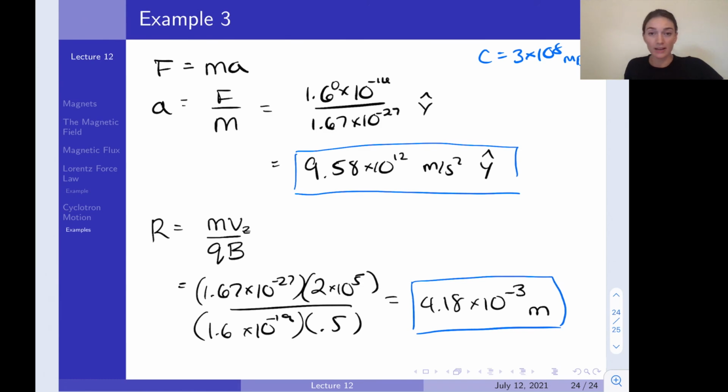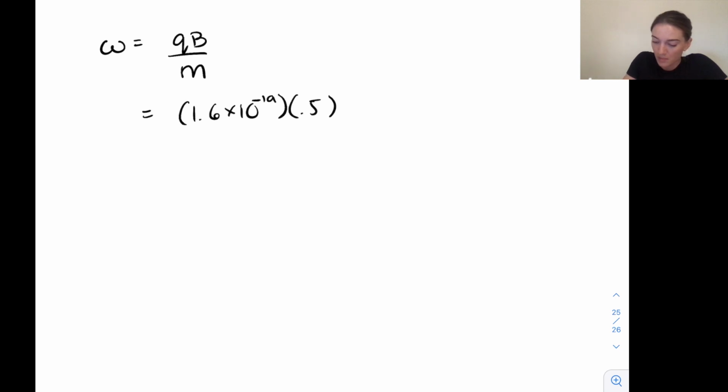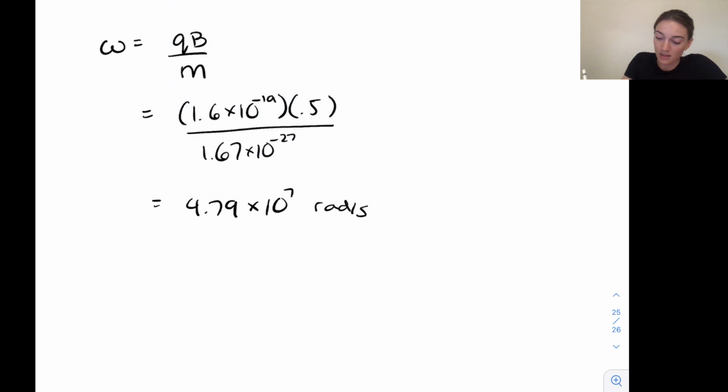So now we found the radius that it's going to travel in, and now we want to find its angular speed. So the angular speed is omega, and it is given by qB over m. So we just have to plug these things in here. Q is 1.6 times 10 to the negative 19, B is 0.5, and the mass, again, is 1.67 times 10 to the negative 27. So this comes out to 4.79 times 10 to the 7. Remember, this is radians per second since it's angular speed.